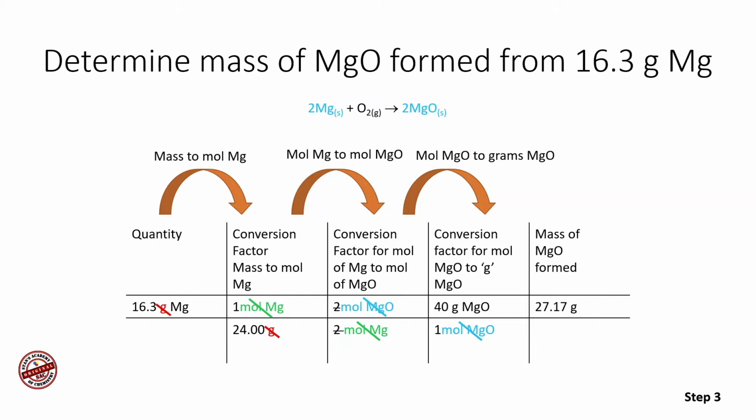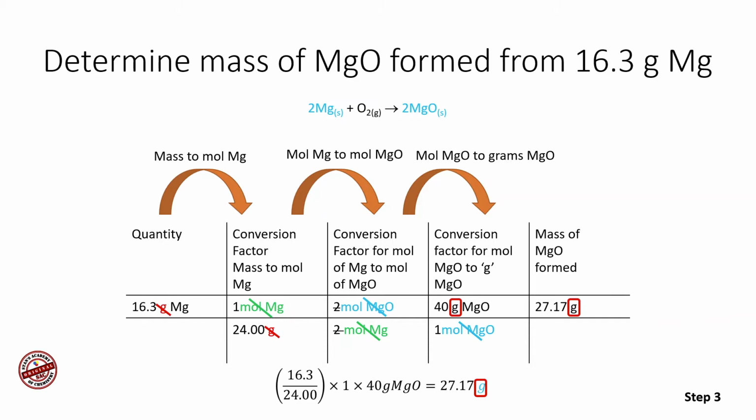So if you solve for the numbers or the fractions that are written here, you should get 27.17 grams of magnesium oxide. We can simplify it by writing it like this: 16.3 divided by 24 times 1, because the ratio of 2 to 2 is 1, times the molar mass of magnesium oxide gives you 27.17 grams of magnesium oxide. So we finish one part of the calculation, that is determining the amount of magnesium oxide that can be formed from 16.3 grams of magnesium. That's the first part.